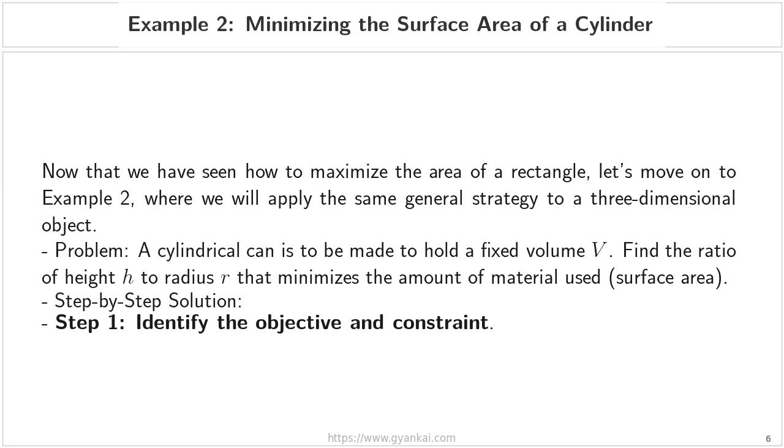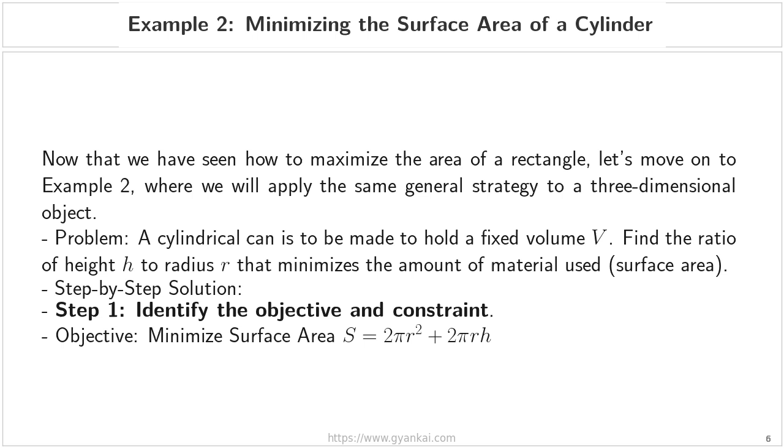Following the systematic approach we discussed in the earlier slides, our first step is to identify the objective and the constraint. First, let's look at the objective. We want to minimize the surface area, which we will call S. The formula for the total surface area of a cylinder, which includes the top and bottom circles as well as the curved side, is S equals 2 pi r squared plus 2 pi rh.